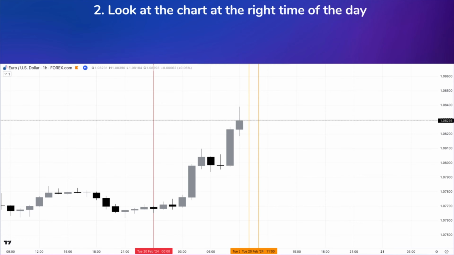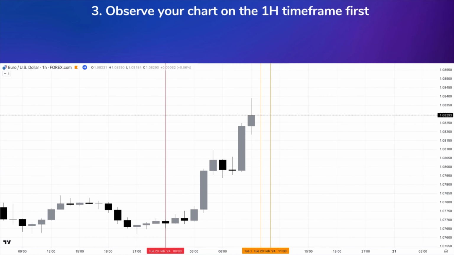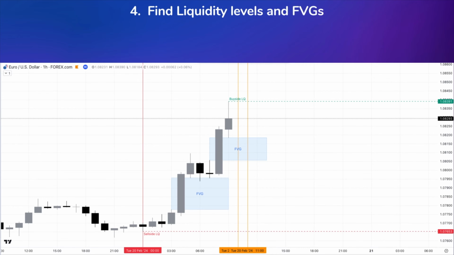Number 2, let's look at the chart at the right time of the day. And so in this case, we take the 1 hour time frame, and so we observe our chart on the 1 hour time frame first. Here we find liquidity levels and fair value gaps, and you can see them here charted.